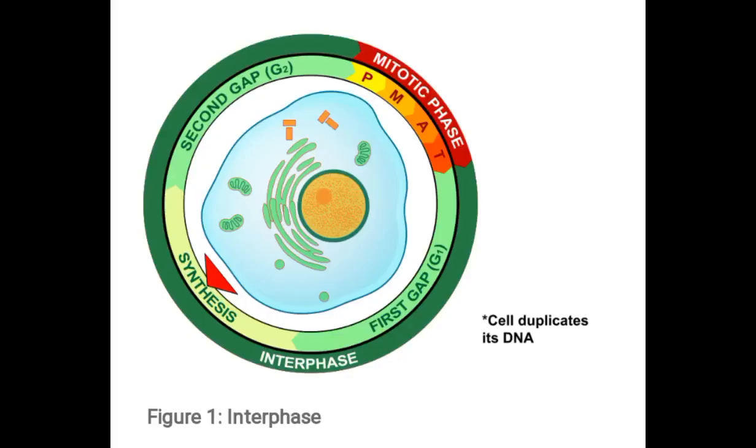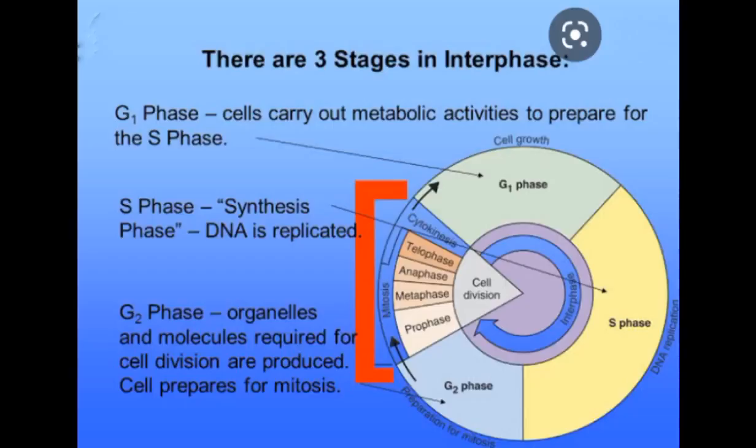What is interphase? Cells are constantly going through the cell cycle. Once a cell divides, its daughter cells just repeat the cycle. The part of the cycle between cell divisions is called interphase. During this period, the cell grows and prepares for mitosis. It consists of three phases: G1, S, and G2. Here are the three stages of interphase.